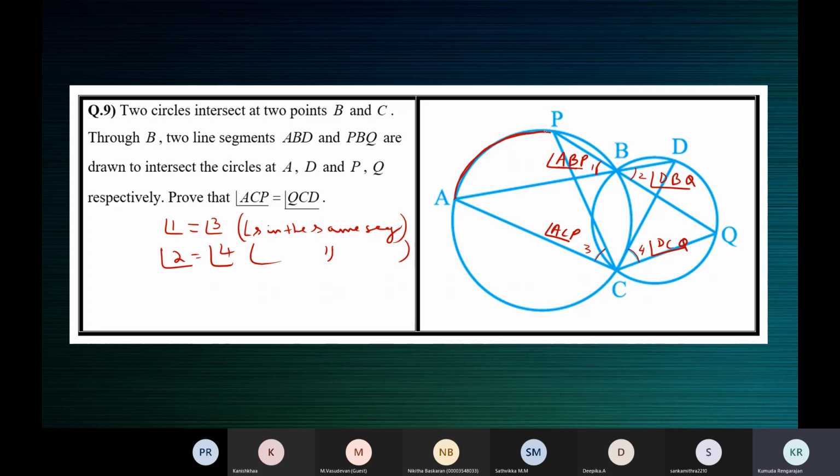This arc AP subtends angles 1 and 3. This arc DQ subtends angles 2 and 4.